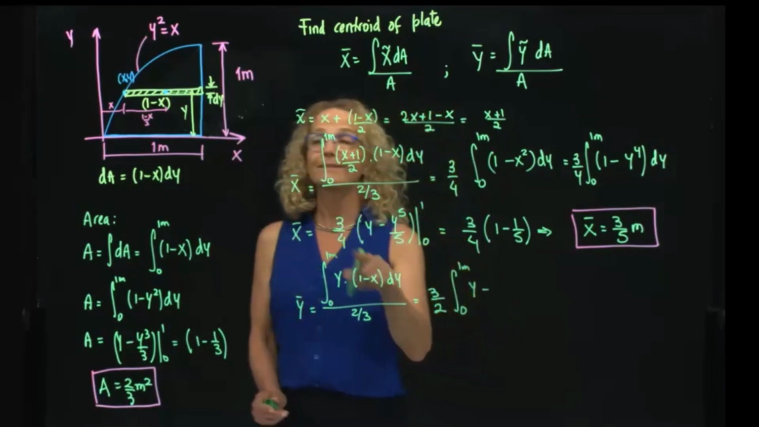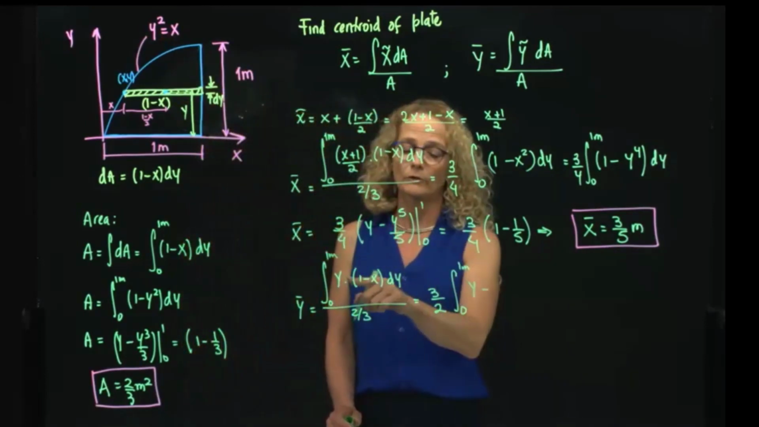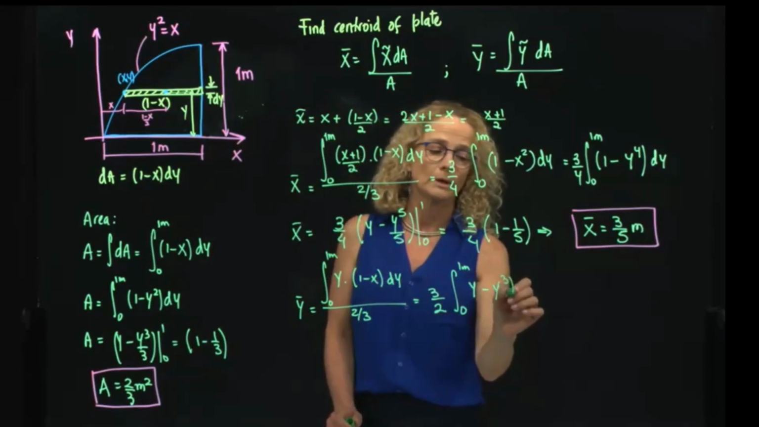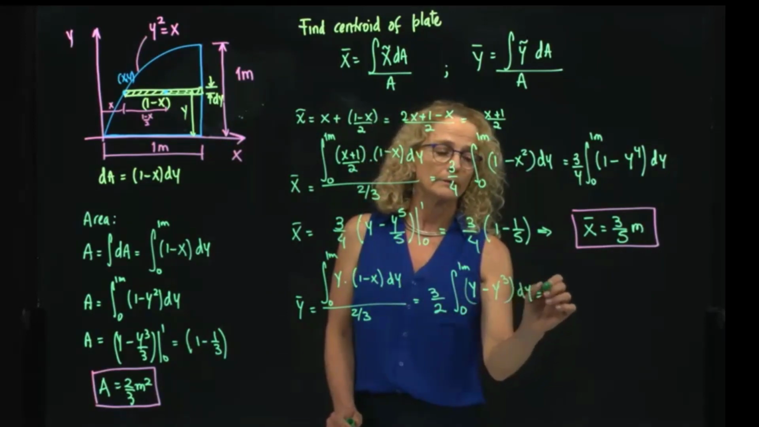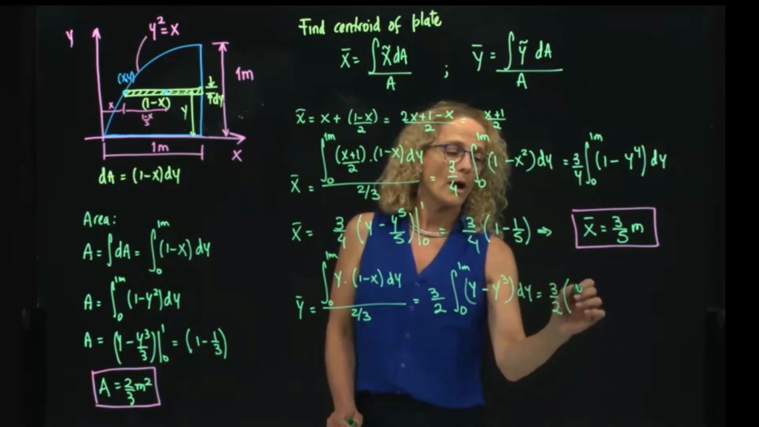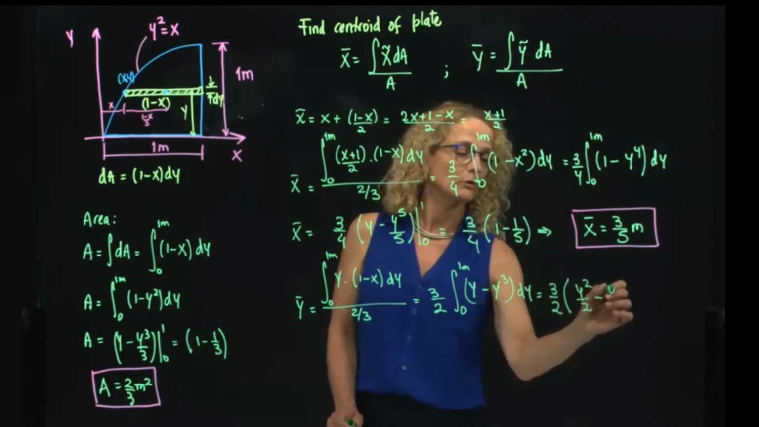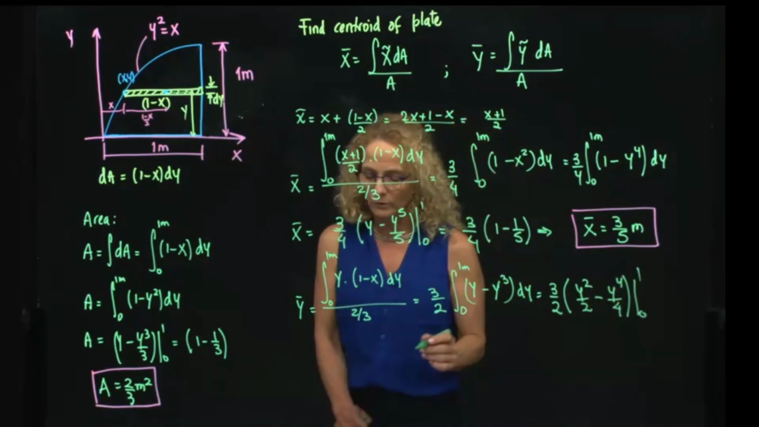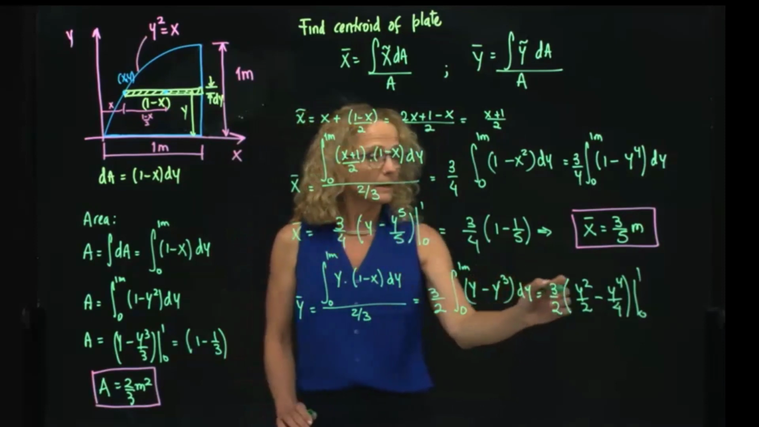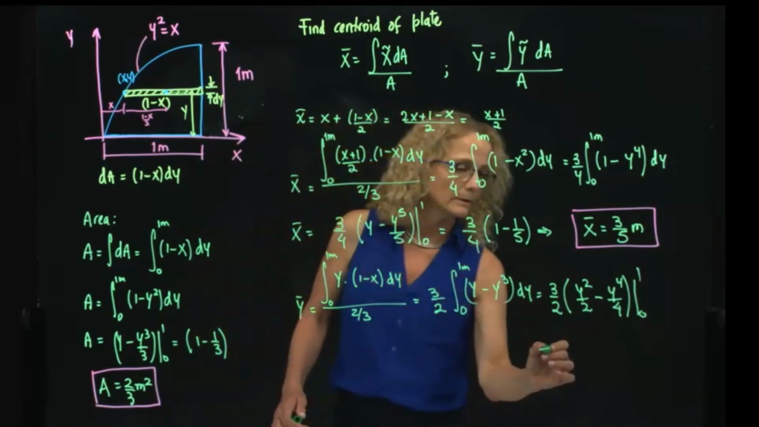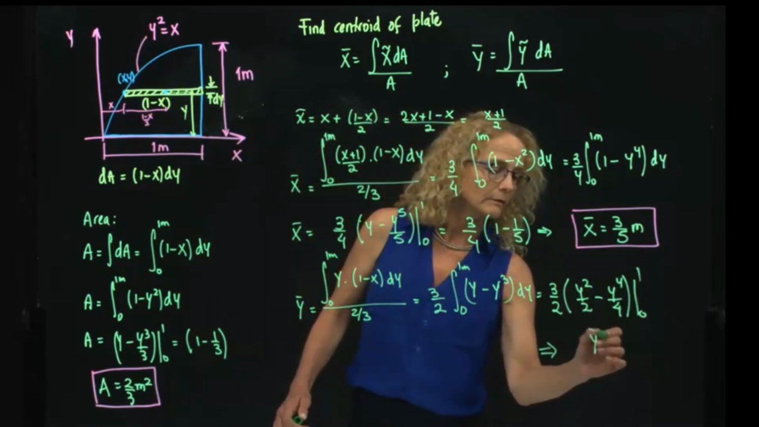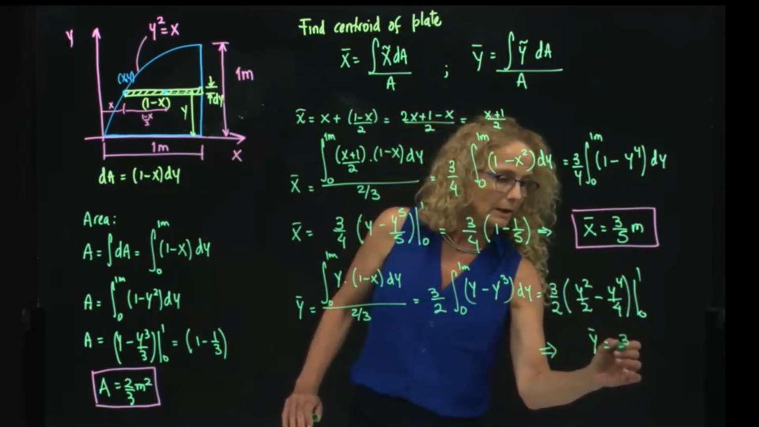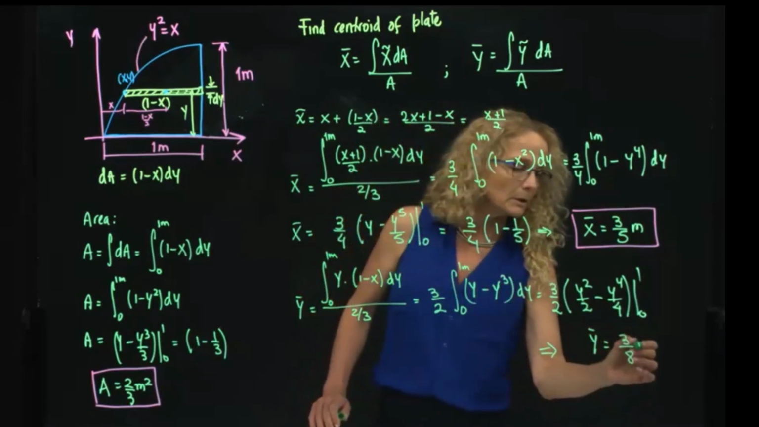y times (1 minus x), with x in terms of y being y squared, so this is y times y squared, that gives me y cubed dy, and that's 3/2 times (y squared over 2 minus y to the fourth over 4), and all that evaluated from 0 to 1. And then if I evaluate that at 1, it gives me that the centroid will be located at 3/8 meters.